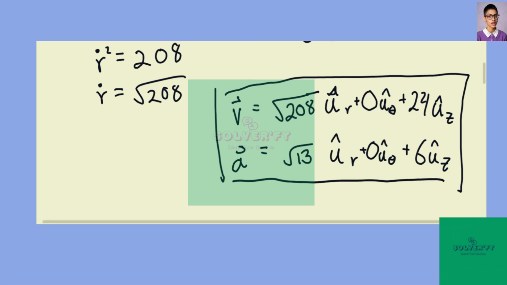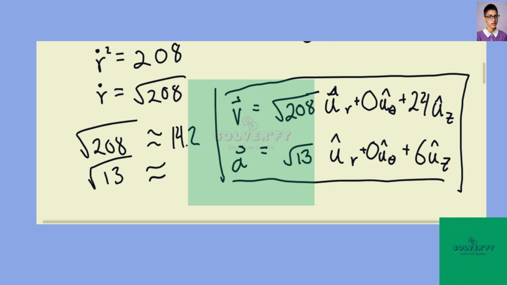If we wanted, we could plug square root of 208 into a calculator. That would be about 14.2. And square root of 13 is about 3.6. So we could alternatively swap these in if we wanted a decimal answer. And remember, these u_theta components are 0, so they don't really count. And that's the solution.